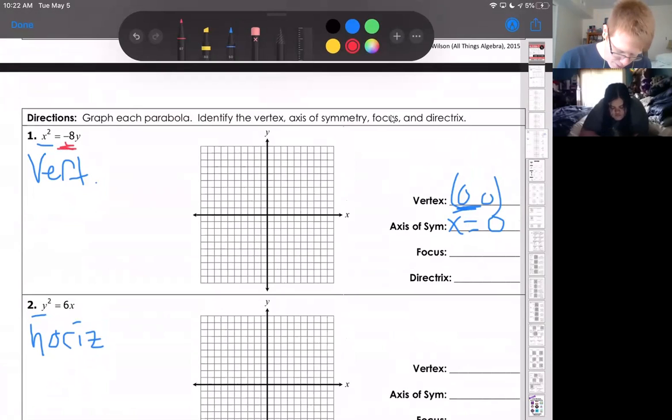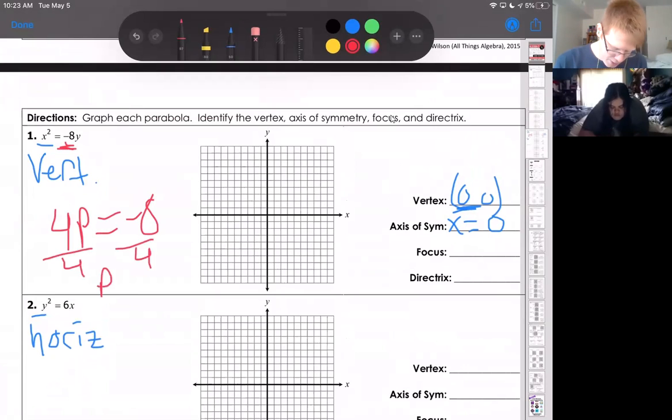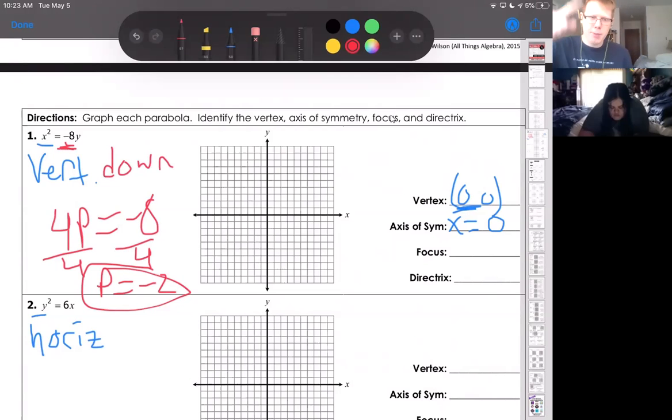So to find our p-value, we take 4p equals -8, and to get p, we just divide by 4. So our p would be -2. Since our p is negative, that means our parabola is going to open down. So I'm going to have a vertical parabola that opens down.